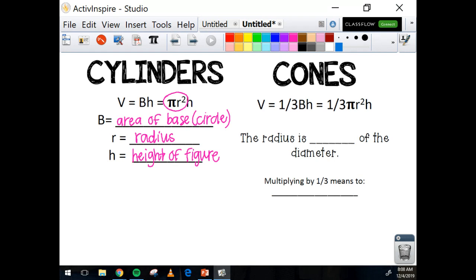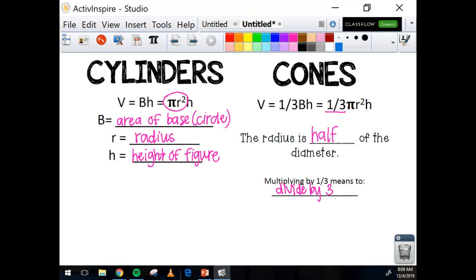Then over here, it says cones, and we have 1/3 capital BH. So it's going to be 1/3 pi r squared times the height. The radius is half of the diameter. Multiplying by 1/3 means to divide by 3. So it's the same thing.